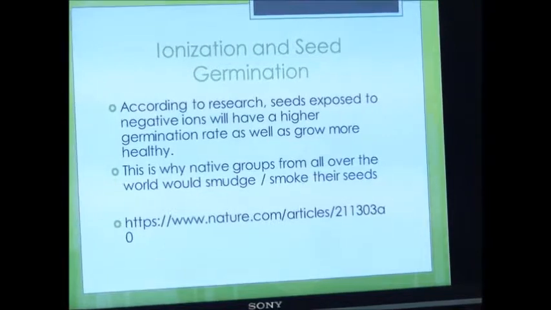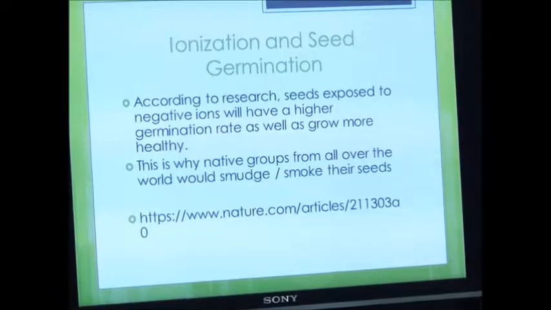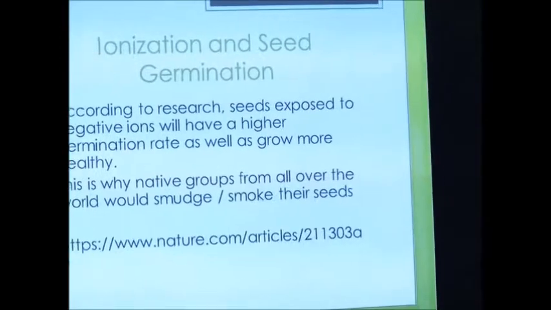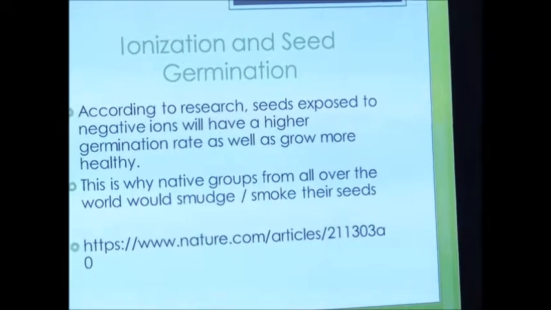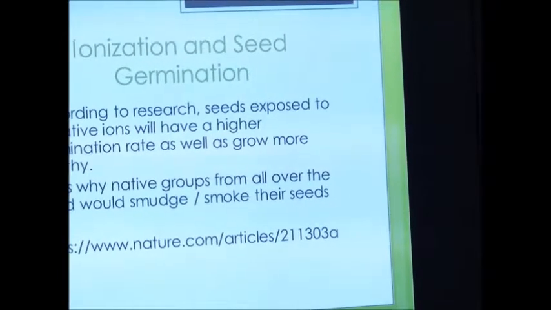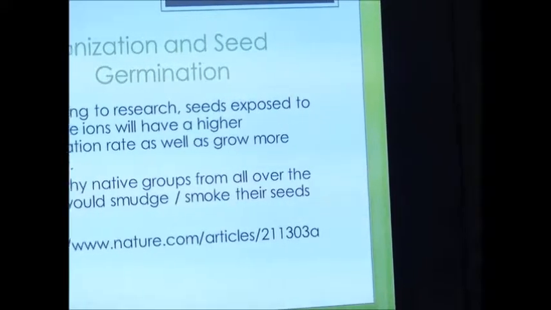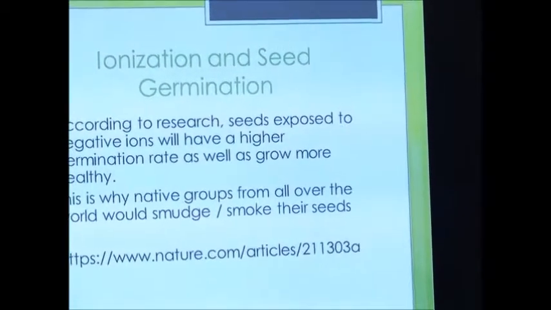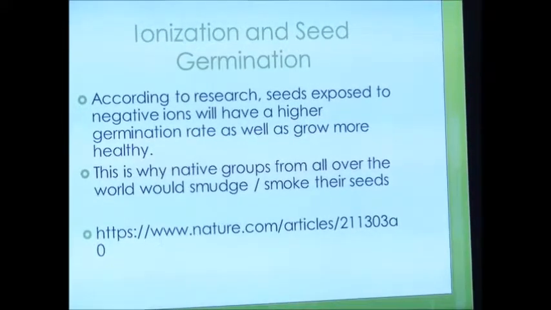And native groups from all over the world would smudge their seeds to remove the bad mojo from them, I guess you could say. And in physics, that smudge contains negative ions. Since the seeds will attract negative ions, it will coat the seeds. As a result, the seeds will grow more drought tolerant, pest tolerant, and healthier. The other thing is, this is the website where you can look this up if you're interested in this research.